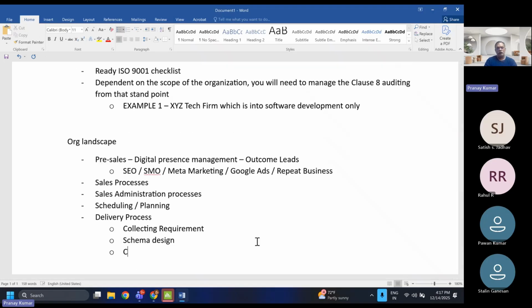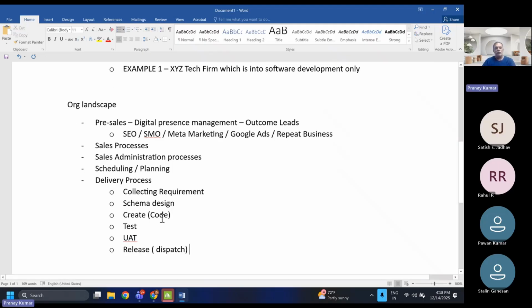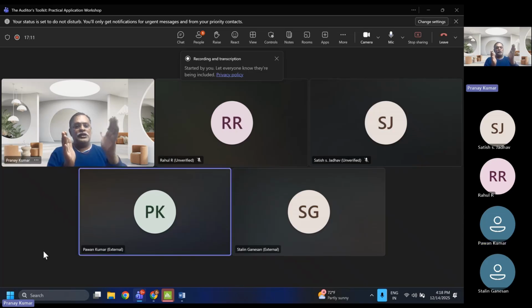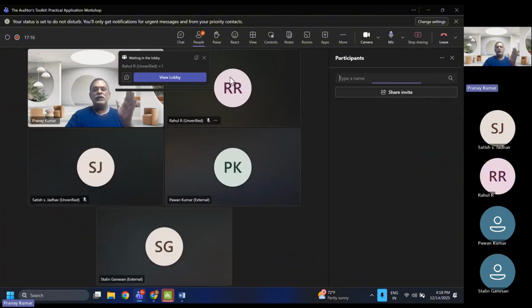Let's call it create. In a software development kind of a scenario, we will call it coding. Then we test. Then we associate our customer to do the testing. We call it user acceptance testing. Everything okay, we release or dispatch, like what happens in a manufacturing organization. Everyone with me? तो ISO 9001 में ये पूरा लाइफ साइकिल आपको ऑडिट करना पड़ेगा. ISO 9001 का फोकस क्या है? कस्टमर की रिक्वायरमेंट से लेके कस्टमर को डिलीवर करने तक का प्रोसेस is our primary focus.